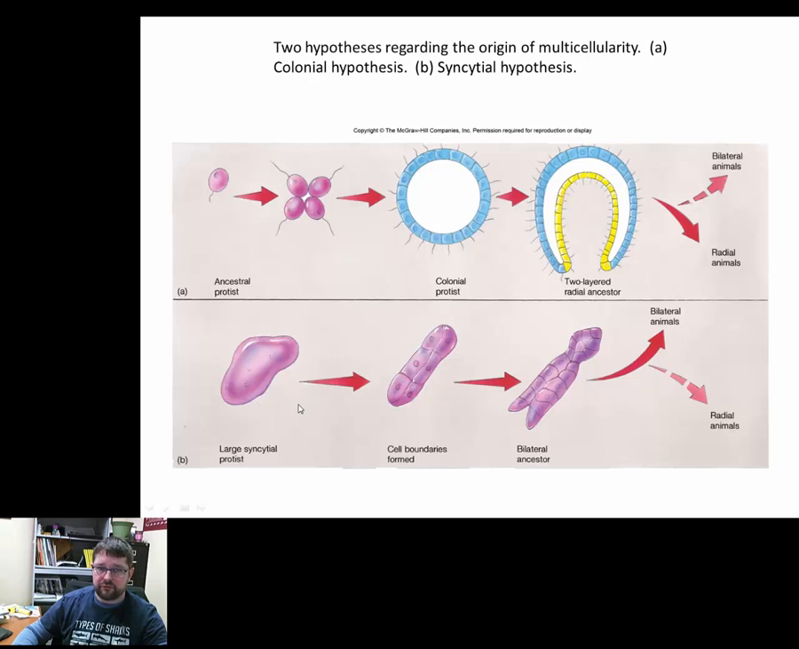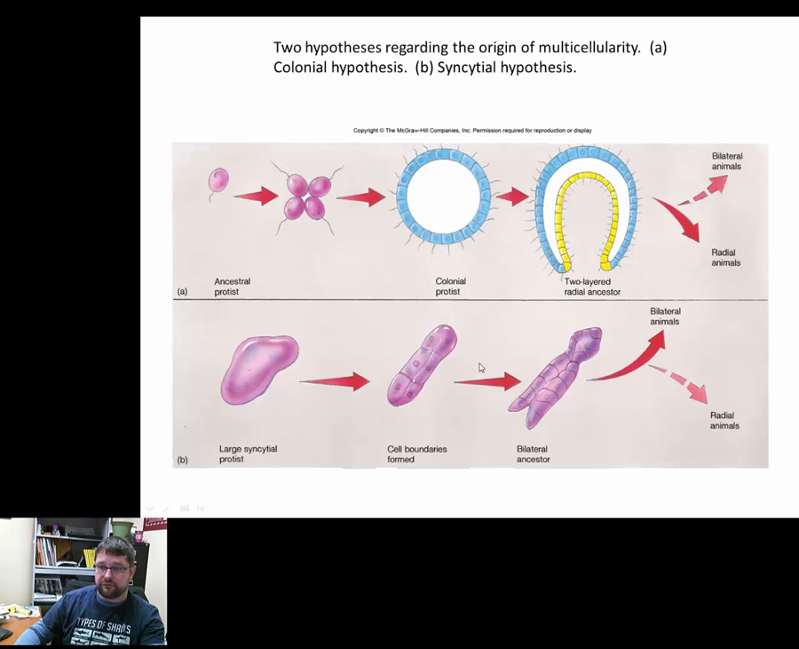The second hypothesis is the synctial hypothesis, in that we had one large protista that then divided and developed boundaries within itself. Some kind of cell membranes were formed to divide itself. That division then became bilateral division, in which the organism was split in two, and bilateral animals came first and radial animals came after the bilateral animals. So two general hypotheses. The colonial hypothesis has probably the most evidence for it.